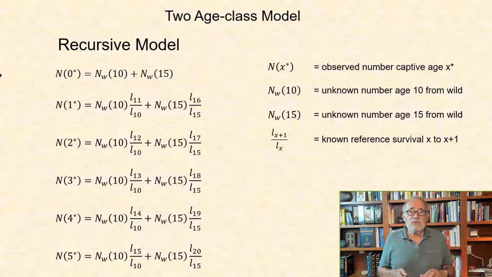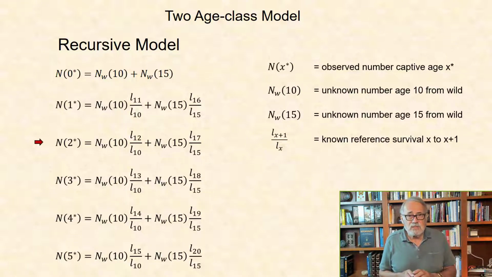The first equation in the set of simultaneous equations is the number at captive age 0 that are ages 10 and 15 in our 2 age class example. The second equation in this set involves the number of individuals in this captive cohort that survived the first day, which equals the product of the number from the wild age 10 and survivorship from 10 to 11, plus the product of the number age 15 and the survivorship from 15 to 16.